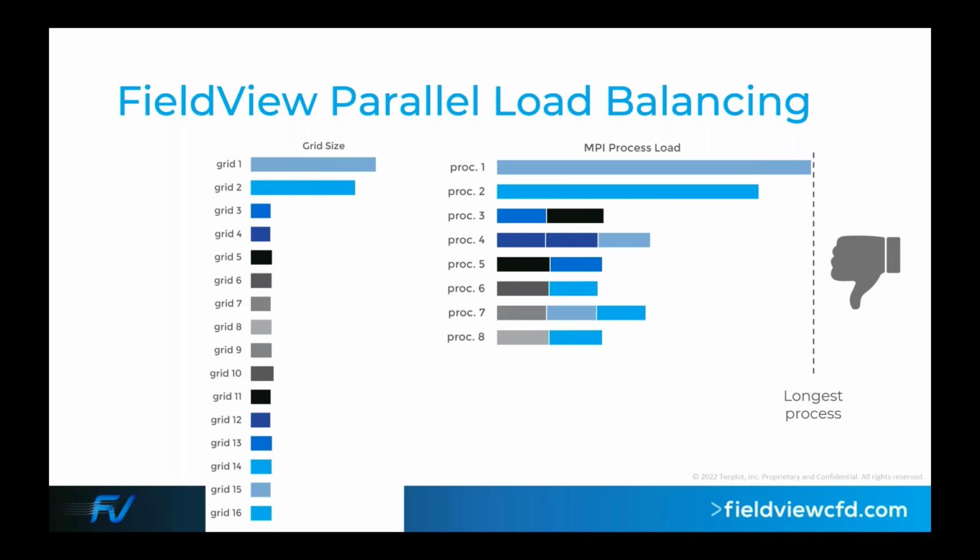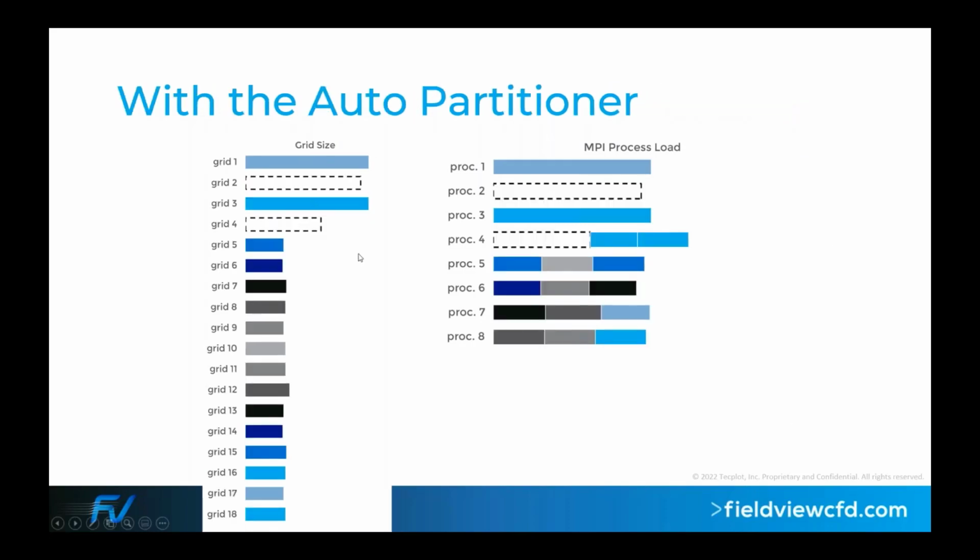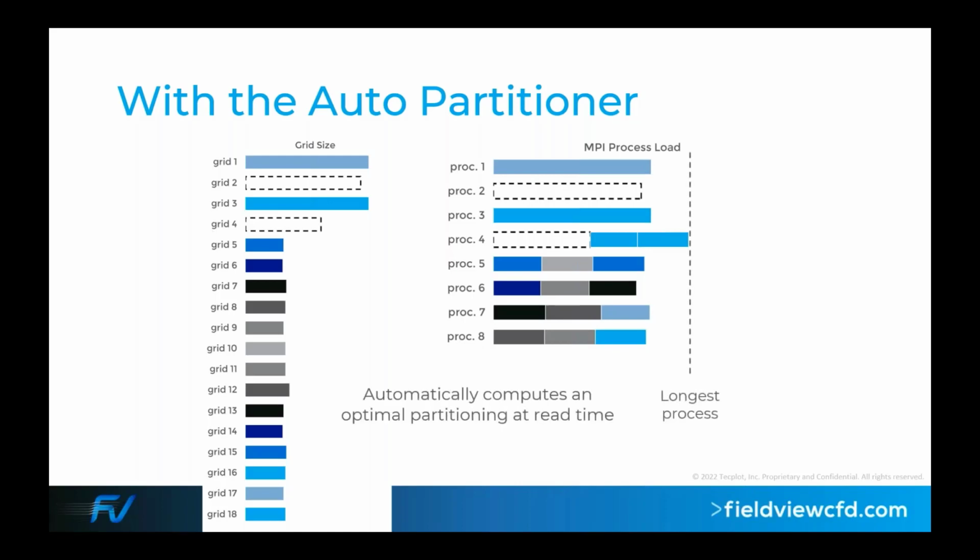And the idea is quite simple now that you understand the challenge. The Auto Partitioner is going to split the largest grids on the fly at read time. And by doing so, it is going to create new grids. So in our example here, we've created grid number 2 and number 4, which then allow FieldView to achieve good load balancing, with the longest process close to the shortest process. FieldView does that on the fly. There's no overhead, either in time or memory, and FieldView really comes up by itself with this optimal partitioning.